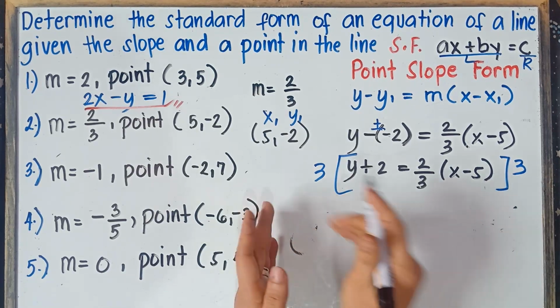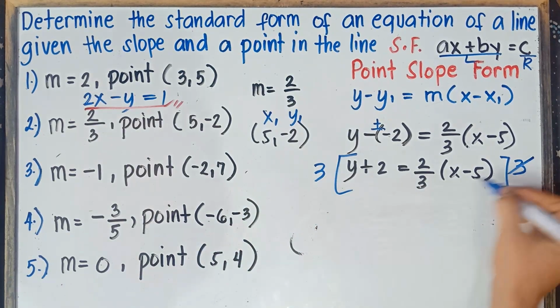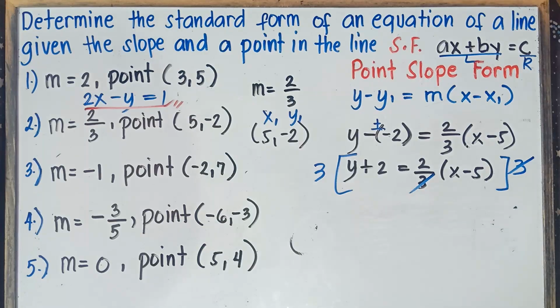Sir, question, why do we need to multiply both sides by 3? So that, class, we can cancel this out because 3 divided by 3 would be equal to 1. We can just simply cancel this out, and we just simply remove the denominator.